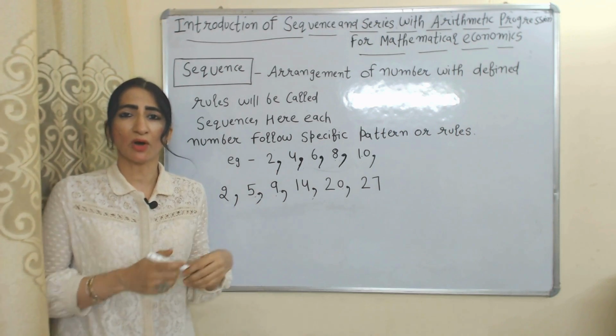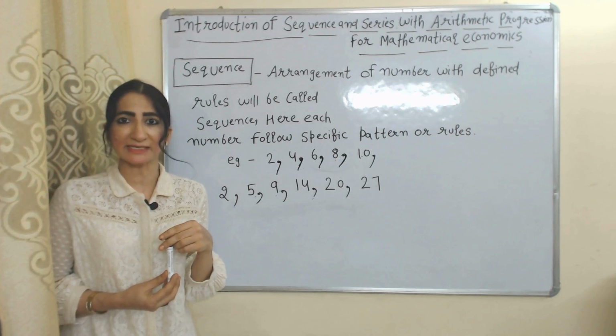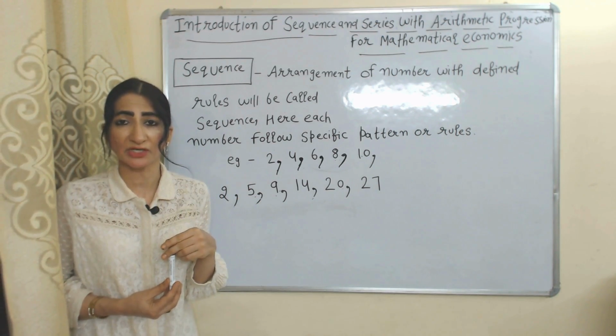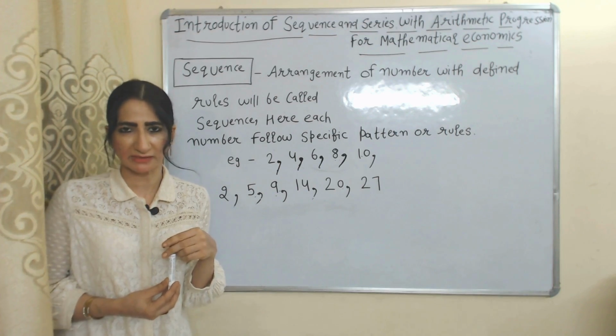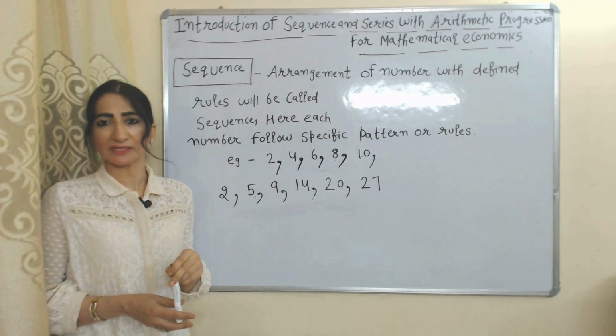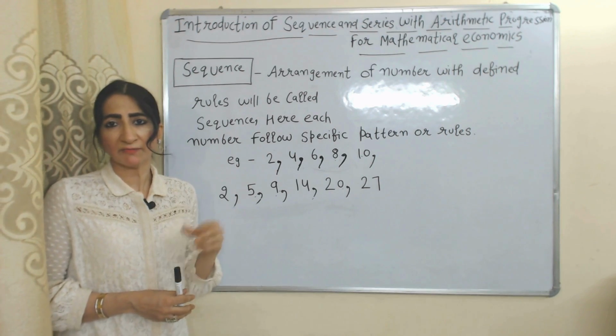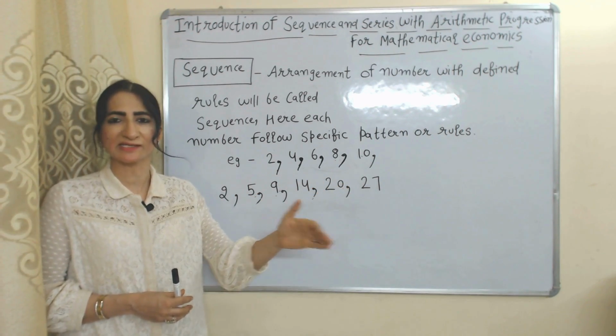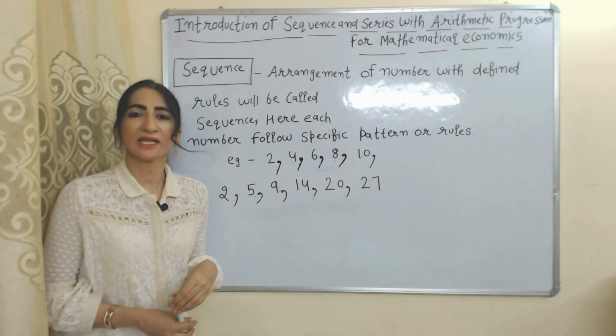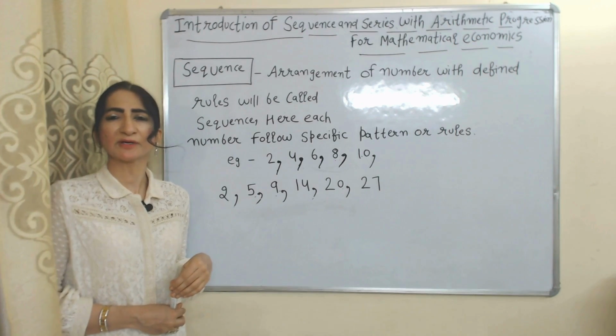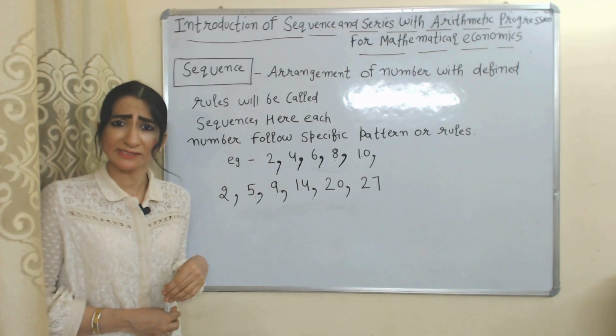Today we are going to talk about introduction of sequence and series with arithmetic progression for mathematical economics. What do you mean by sequence? Arrangement of numbers with specific rules or patterns will be called a sequence.